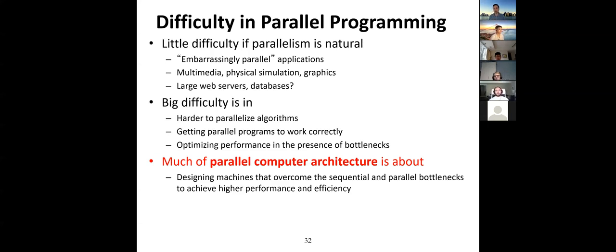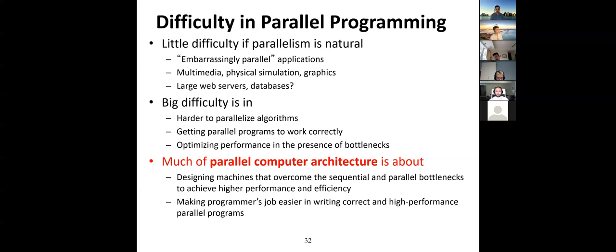So as a parallel computer architect, you occupy yourself with different tools that allow you to analyze the code. You quickly want to identify where the bottlenecks are, where you spend most of the time, and then you try to approach it with different techniques.